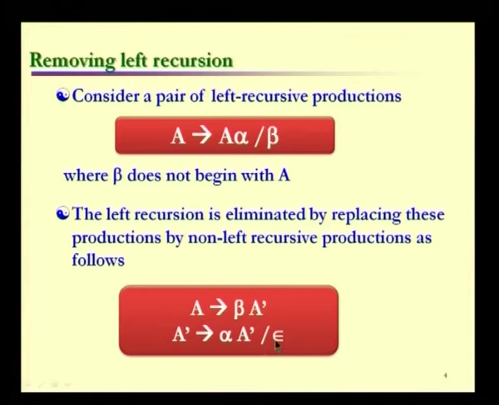So, for that we introduce another production, A prime derives epsilon. We were given only two productions, A derives A alpha or beta. Now we have three productions: A derives beta A prime, A prime derives alpha A prime, and A prime derives epsilon. This is the framework used for converting the given left recursive production into a non left recursive production.